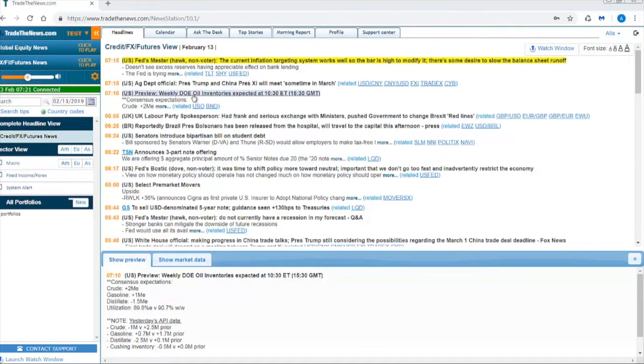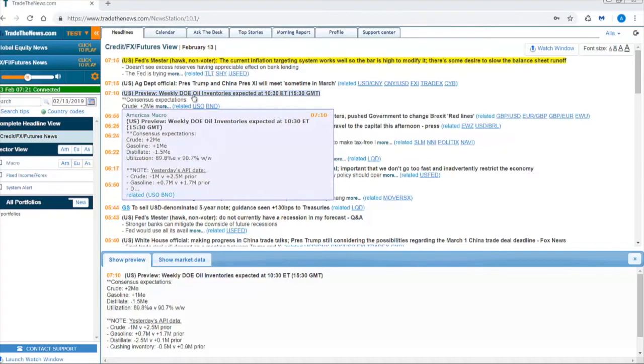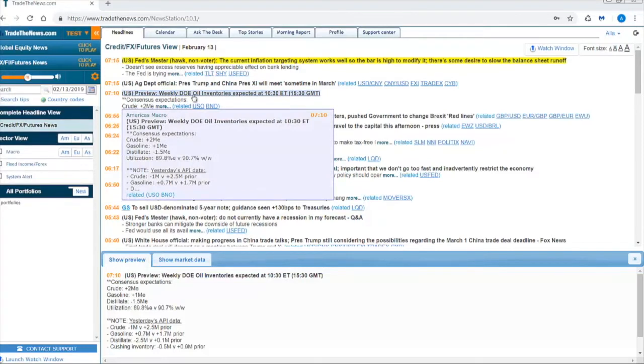Oil inventories plus 2 million. The higher the number, the more bearish the news; the more negative the number, the more bullish the news. Undersupply, bullish. Oversupply, bearish.